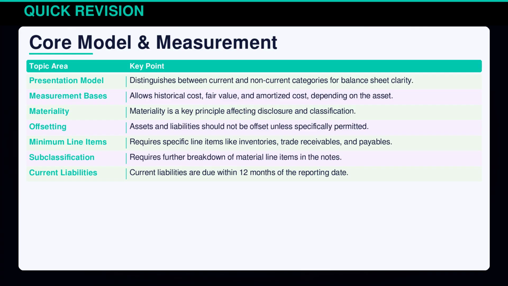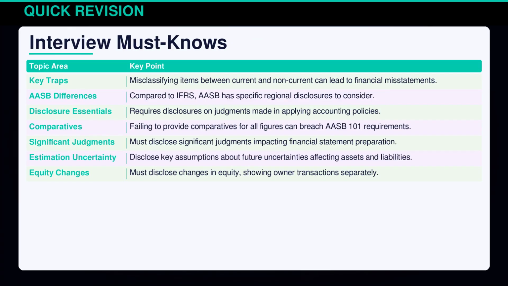Liabilities due within a year are classified as current. Beware of misclassifying items between current and non-current categories. It can lead to misstatements. AASB differs from international financial reporting standards with regional disclosures. Key judgments in applying policies require disclosure. Comparatives are essential for all figures.